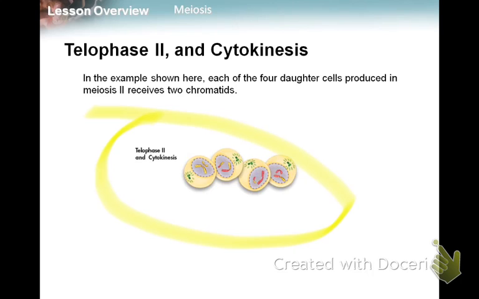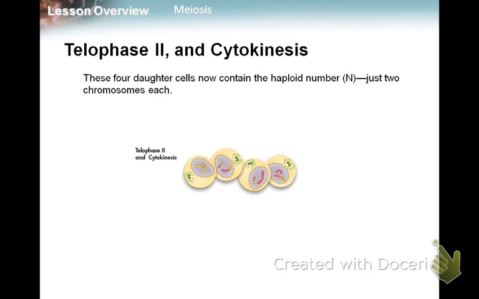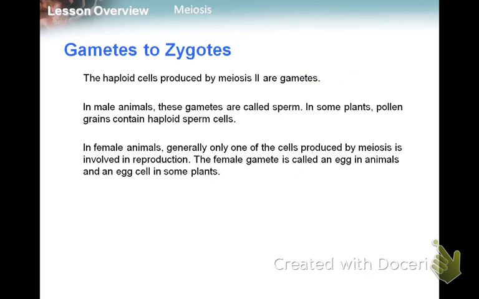Each of the four daughter cells in this example, and this is a simple example, receives two chromatids. And you can see, if you look at the colors of these chromatids, you have varied gametes. None of them is the same. Haploid number of chromosomes, 2 chromosomes each. And again, they're different from one another.